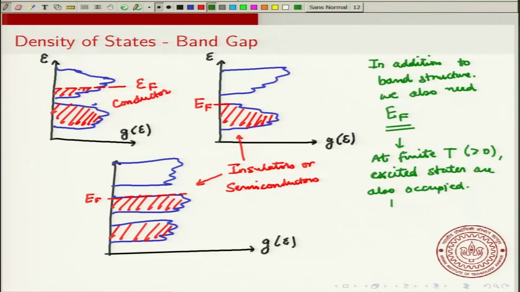And you define something called a Fermi level, which is slightly different from the Fermi energy. In this case, you have a Fermi energy here, but there can be excitation. So, some of these higher states might also be occupied. This is the Fermi level, and I am not going to go into this in detail, but the Fermi level is a concept that is useful at finite temperature, and this has to do with something called the Fermi Dirac distribution.